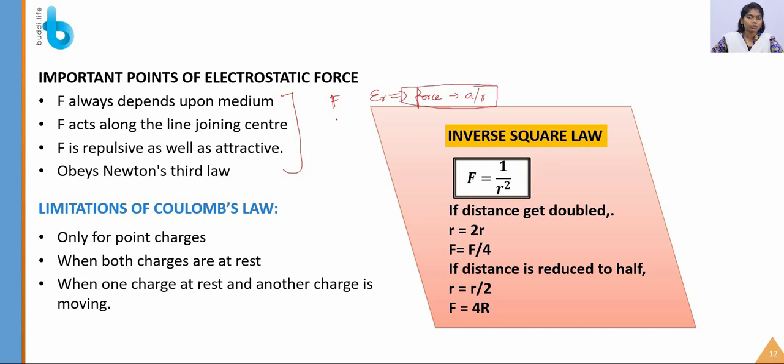So the force may vary. For example, if we are placing the same kind of charges, say A and B, it shows a variation. For example, say Fx is a force which is kept in air. That force will vary when kept in water, so it experiences a force Fy between the two charges. So F always depends upon the medium, and F acts along the line joining the centers. As said before, the force always acts along the line joining the centers.